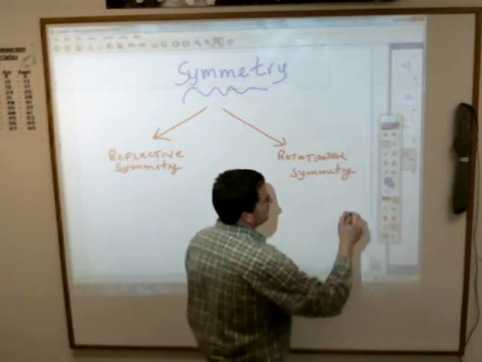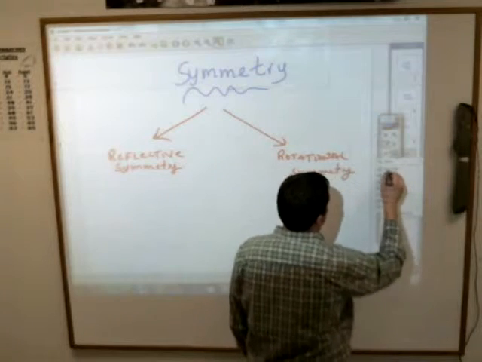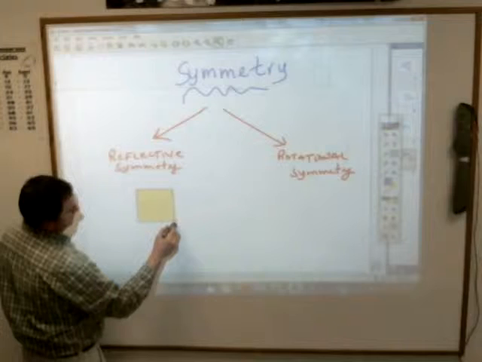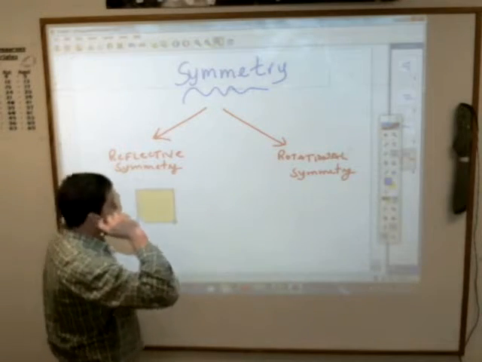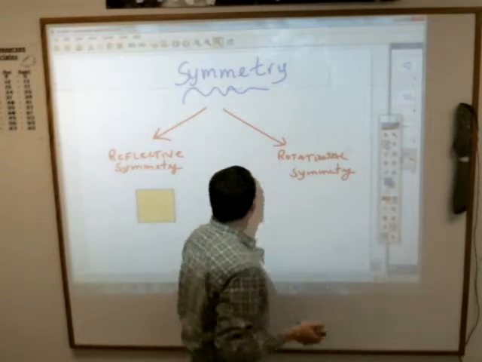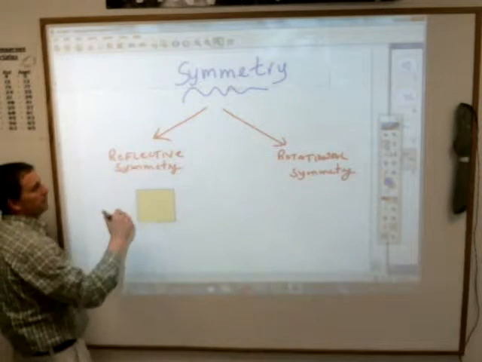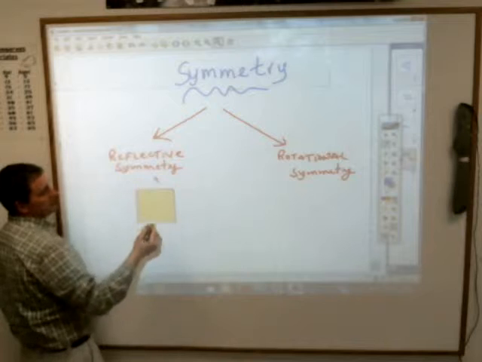Let's just draw a square. Make yours as square-like as you possibly can. When you hear the word reflective symmetry or just general symmetry, usually this is the one they refer to, and that is simply this.